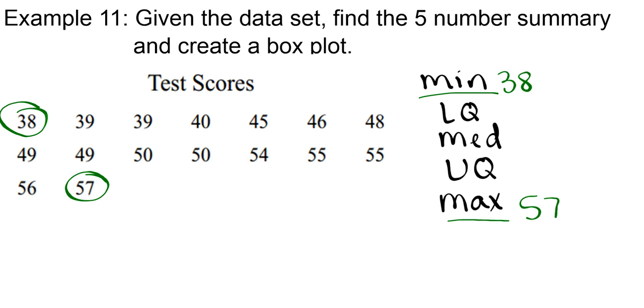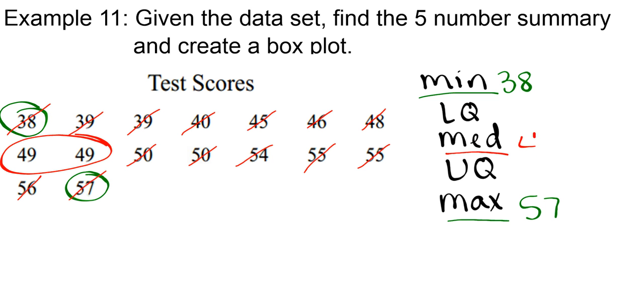The next one we're going to find is the median. We have an even amount of numbers, so that means we should have 2 numbers in the middle. So I'm going to cross off until I make it to the middle. A little tricky when it's written like a box. You could always rewrite it so that it's right next to itself. And I find that I have 2 49s in the middle. Well, the average of 49 and 49 is 49.